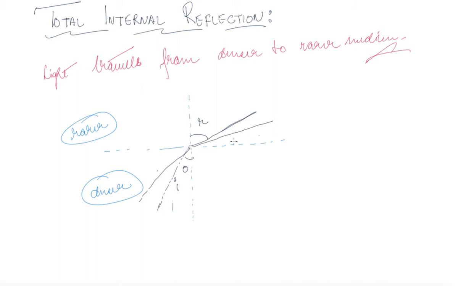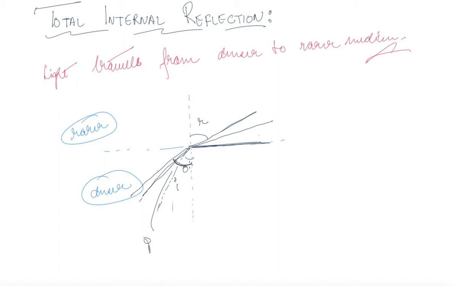Then there will come a point when, suppose for this particular angle, I have drawn another angle, let this angle be the angle of incidence I. Now we will see that it deviates so much that this ray is refracted parallel to the surface.